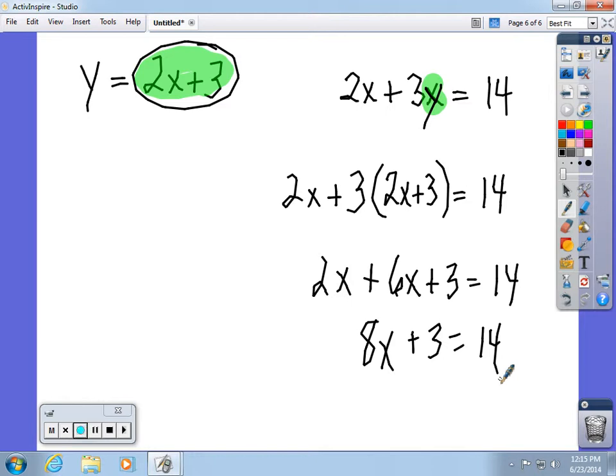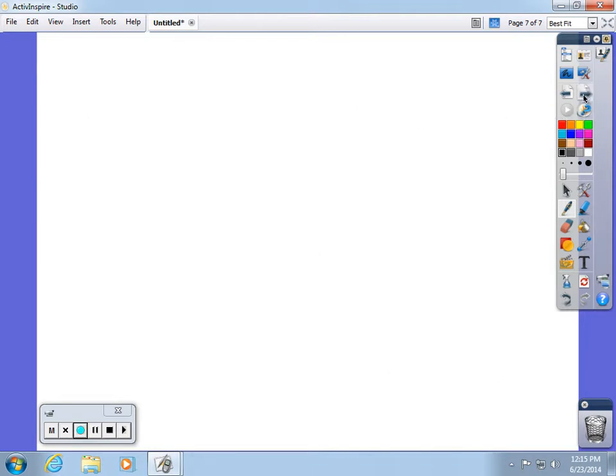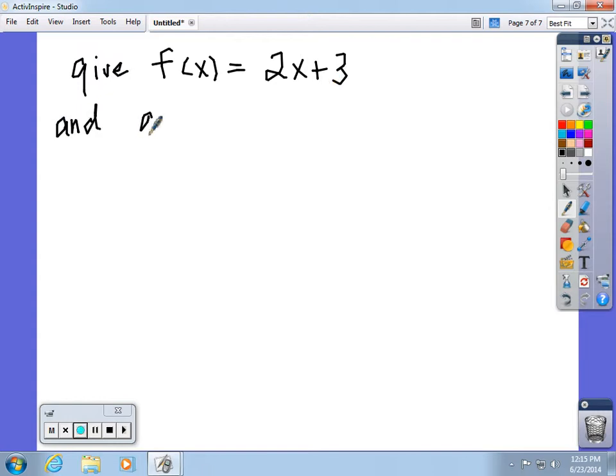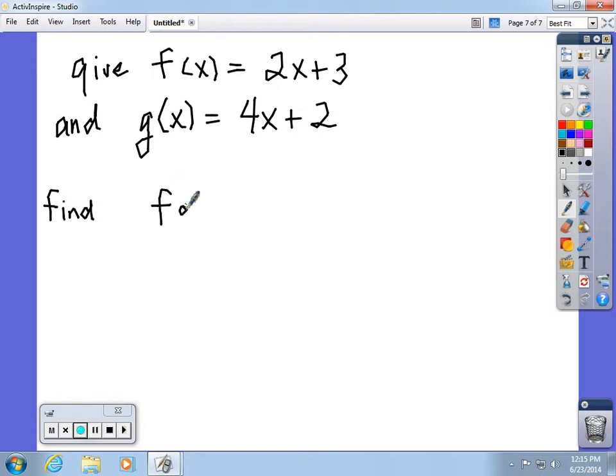All right. Okay, we're going to do something right here. You ready? I'm going to get you into 7.4 right now. Given f of x is equal to 2x plus 3 and g of x is equal to 4x plus 2, find f composed of g. Now that is an open circle. That is not a multiplication symbol. Looks like fog.